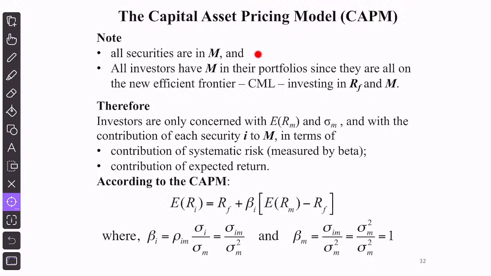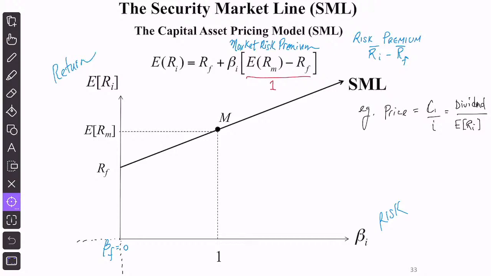So all securities are in the market portfolio. All investors have the market portfolio in their portfolio since they are all on the new efficient frontier, investing in both the risk-free and the market portfolio. Investors are only concerned with the expected return on the market portfolio and the standard deviation of the market portfolio, and with the contribution of each security i to the market portfolio in terms of systematic risk as measured by beta and the contribution of expected return. So all we care about is the expected return, and we compute it by considering the influence of the market returns on your asset of interest. All right, so you need to remember all these formulas and where they come from.